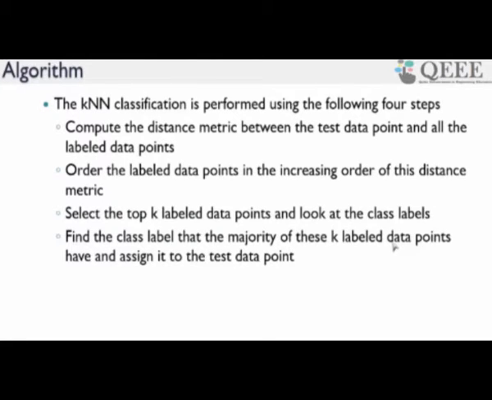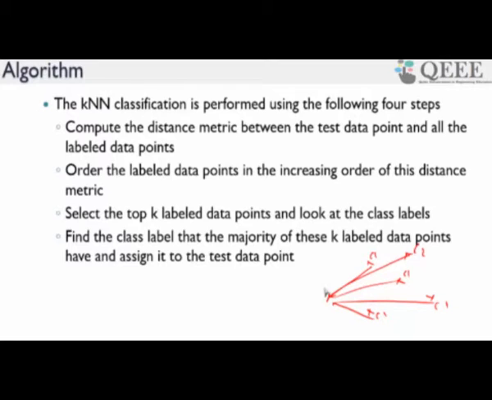The first step is to compute the distance metric between the test data point and all the labeled data points. What we are saying here is, if I give a data point and I have many other data points for which I have class labels, say this is class 1, this is class 2, class 1, class 1, class 1, you find the distance between this point and every other point. Then you order these points in terms of the distances. The lowest is the first and the farthest is the last, right?